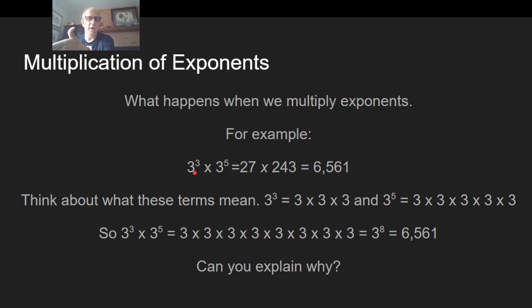So I have the exponent here, 3 to the power 3 times 3 to the power 5. So I'm multiplying two exponents. I know 3 to the power 3 is 3 times 3 times 3, which is 27, and 3 to the power 5 is 3 times 3 times 3 times 3 times 3, which is 243, and I multiply them together, I get 6,561.